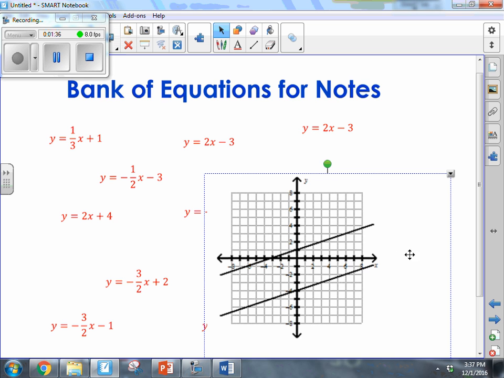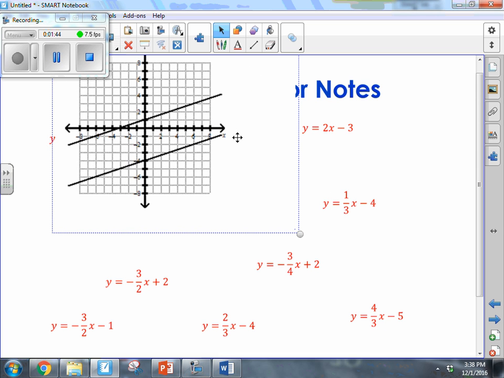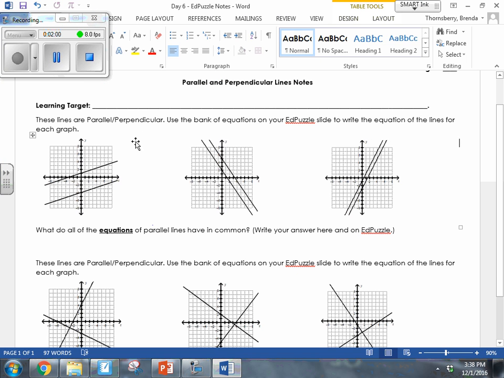Then you're going to look for this line, and you're going to search all through this bank, and it is y equals 1/3 x minus 4. So next to here, you're going to write y equals 1/3 x minus 4 out next to this line. So I need you to pause it for a second and do that. When you're done, you should have an equation written here, 2 equations here, 2 here, 2 here, 2 here, to represent each of the lines that are graphed on each equation. So you should have 12 equations total written out, 2 for each graph.